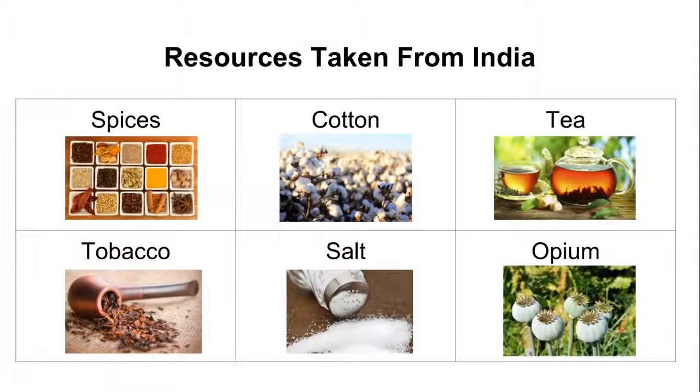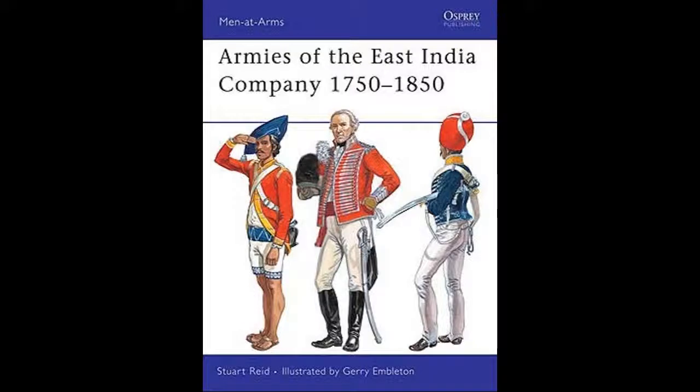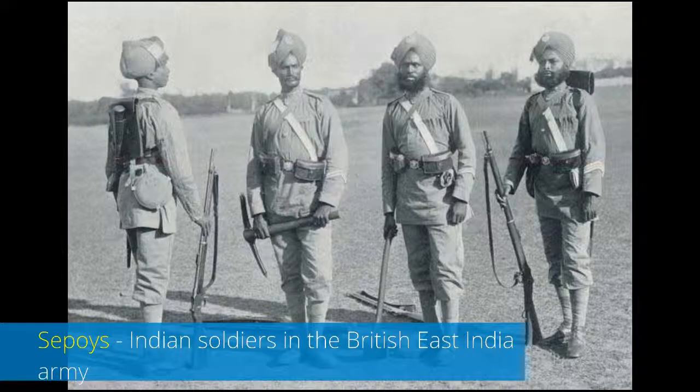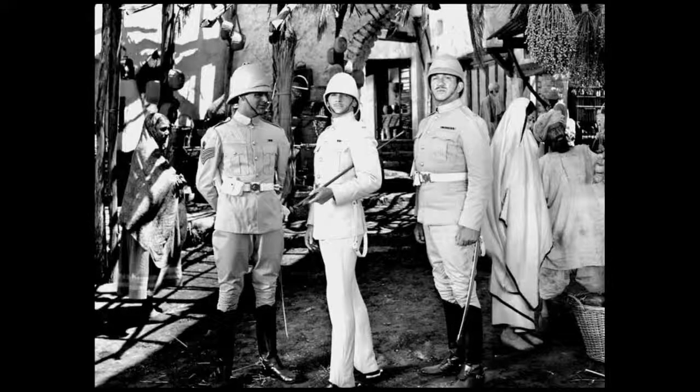Spices, cotton, tea, tobacco, salt, and many other items from India were valuable resources to the British. To control trade in India, the British East India Company created its own army in India, largely made up of Indian soldiers called sepoys. The British forced India to establish an English-style government and transformed Indian society modeled after the British class system of wealth and hierarchy.